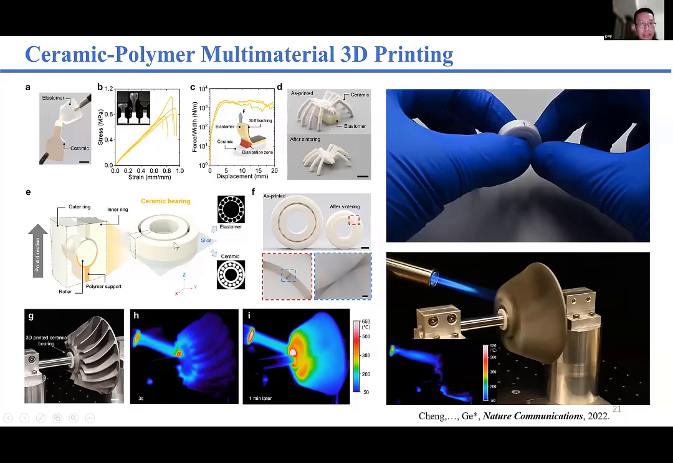Here we show an example, a ceramic bearing. A ceramic bearing has the rings and then the rollers, and the rollers actually have no contact with the rings, so in the printing process, it's actually impossible. But if we do two-material printing, in the printing process we have the polymer as a support, and then after printing, we do the sintering, and the sintering removes the polymer part, and then we have rollers which can rotate freely.